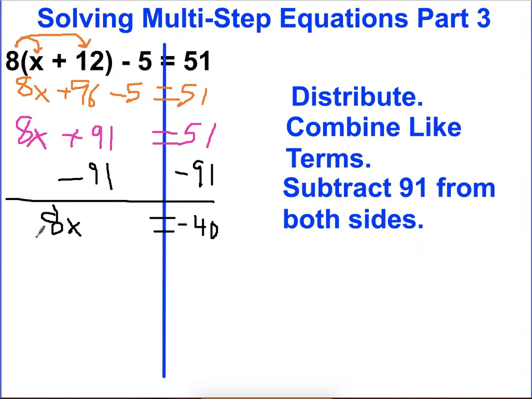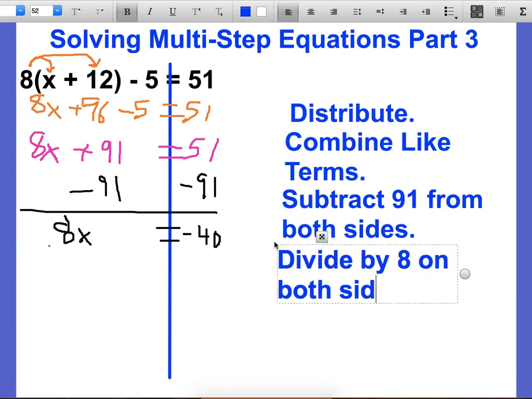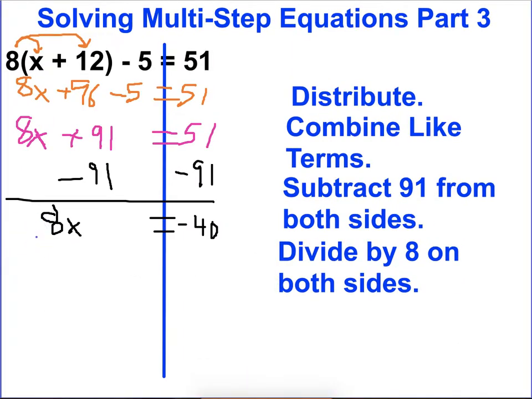Now divide by 8, right? Because it's an 8x there. So we'll write down our step, divide by 8 on both sides. So remember, we use a fraction, divide by 8, divide by 8. Then we have x equals negative divided by positive. We get a negative answer, so that's negative 5.